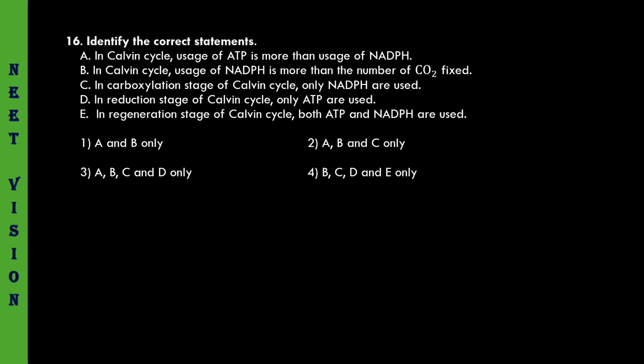C is wrong. D: In reduction stage of Calvin cycle, only ATP are used. No, not only ATP but also NADPH are used. In the regeneration stage of Calvin cycle, both ATP and NADPH are used. Wrong. Only A and B are correct. First option is correct. Let us see which is the correct one.